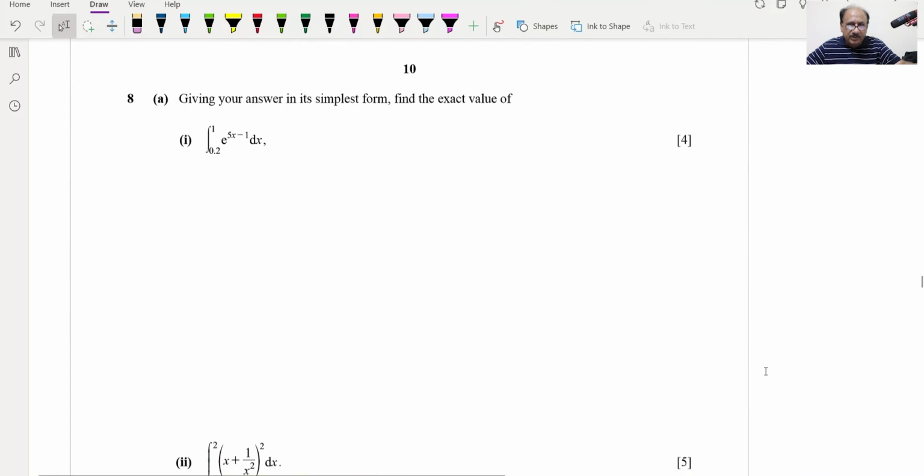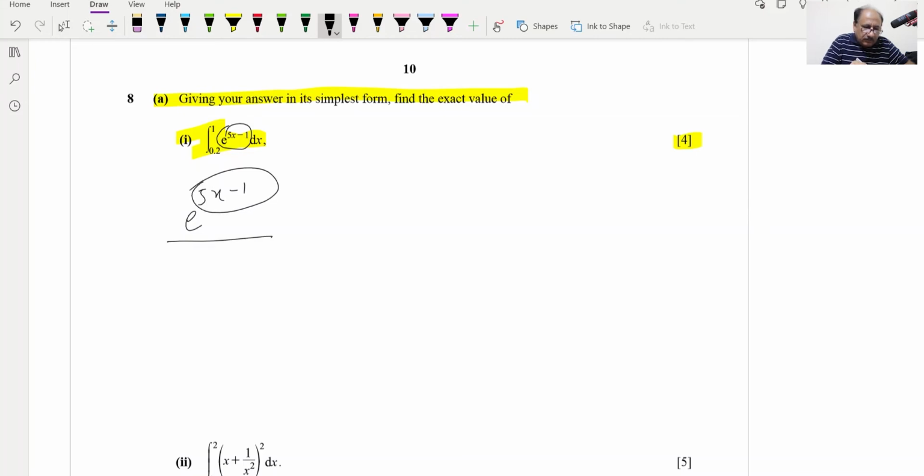Now question number 8 says, part a, giving your answer in its simplest form, find the exact value of this integral. It is a 4 marks question. We have to find the integral of this, so we can integrate this. The integral of this will be the same, e raised to 5x minus 1 divided by the derivative of this term. The derivative of this term will be 5, so we'll write here, and the integral limits will be 0.2 to 1, and we can replace the upper limit first.